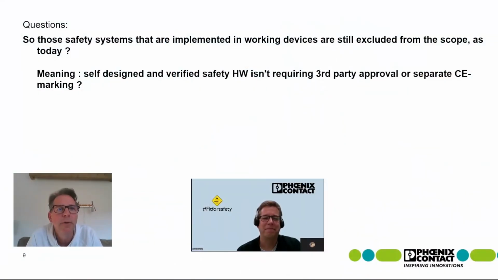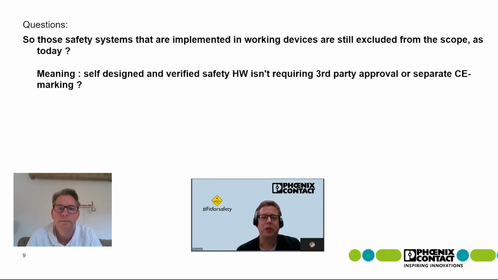So those safety systems that are implemented in working devices are still excluded from the scope as of today. Meaning, a self-designed and verified safety hardware isn't requiring a third-party approval or a separate CE marking.